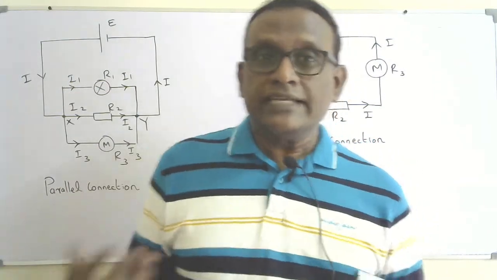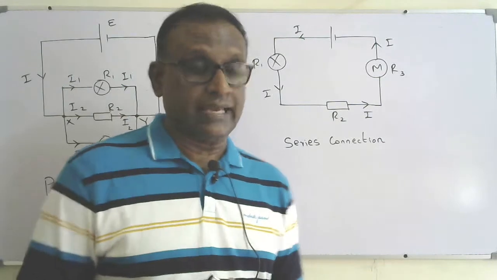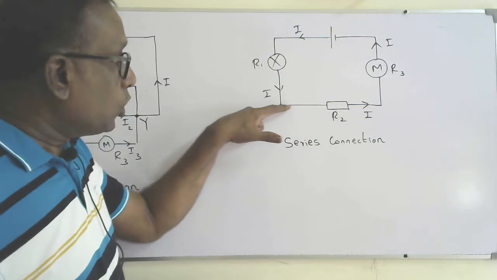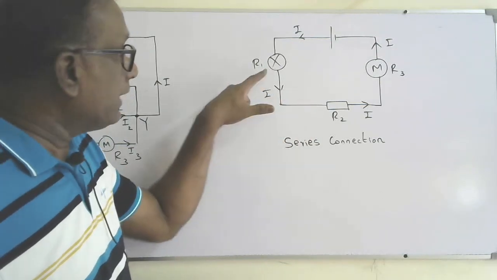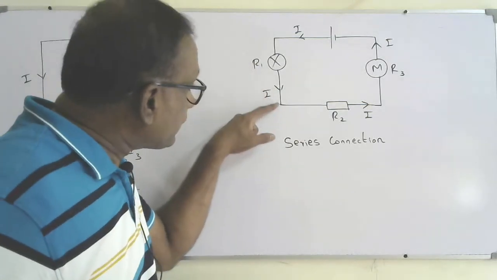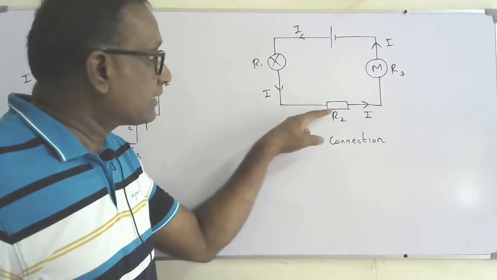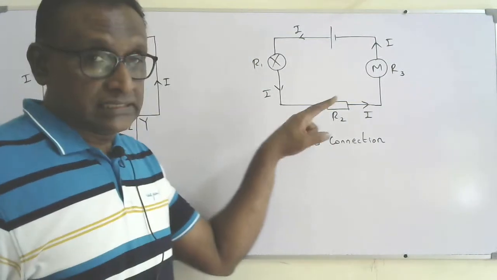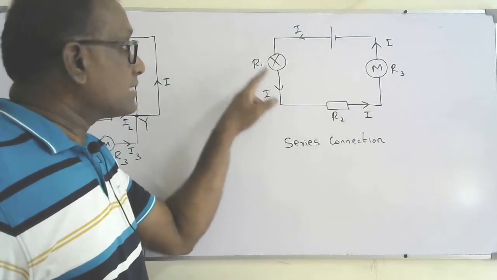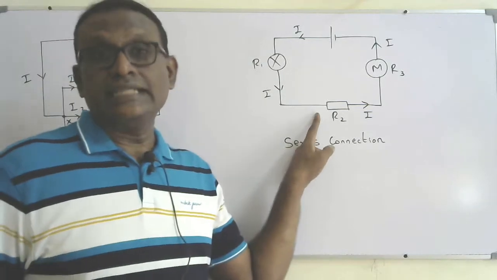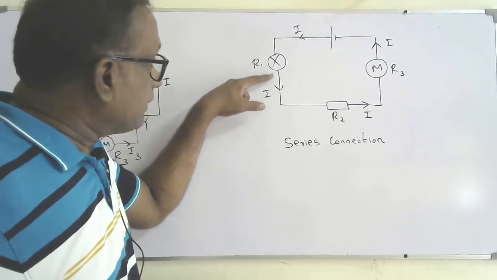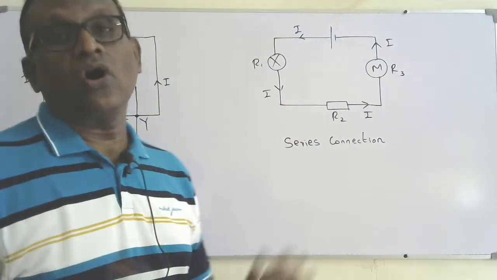Okay, so how can we decide two components are connected in series? Now look at here. When you think about this bulb and the resistor, there are no junction or branches between the bulb and the resistor. The bulb and the resistor are directly connected with each other. Can you see that? There are no junction or branch between the two components. So I can say the bulb and resistor are connected in series. When two components are connected in series, between them there won't be any junction or branches.